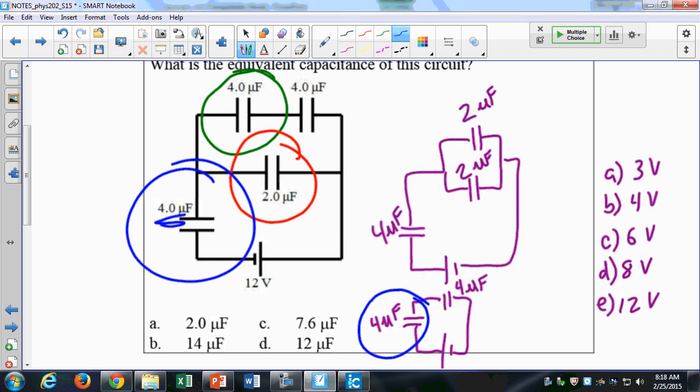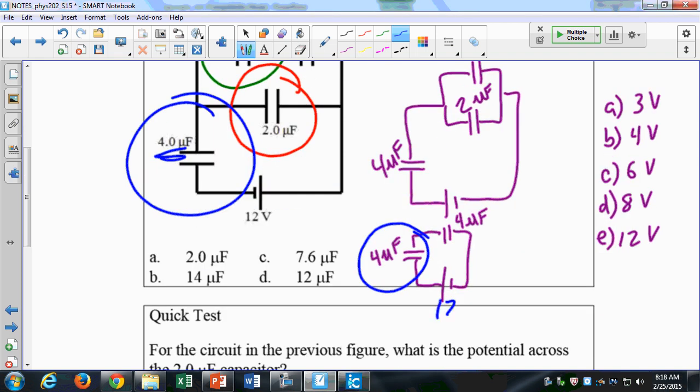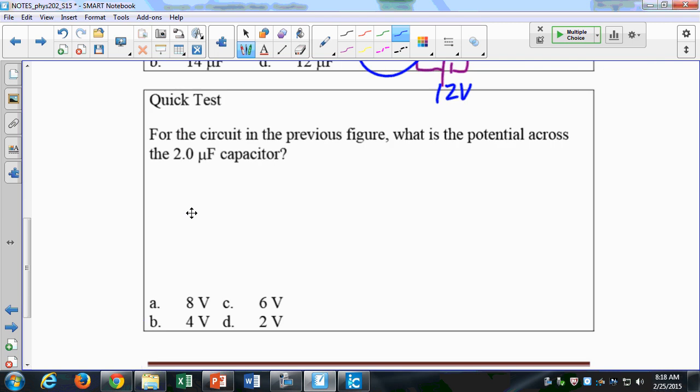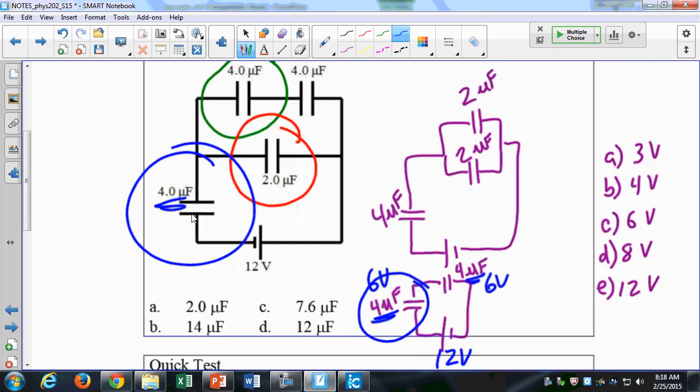Look, I want to know the voltage across this one. If I have 12 volts here, I'm going to have 6 volts here and here because they're identical, and they split that voltage. So I have 6 volts there and there. Let's see, did we ask this one already? The 2 microfarad? Yeah, we did that one already.